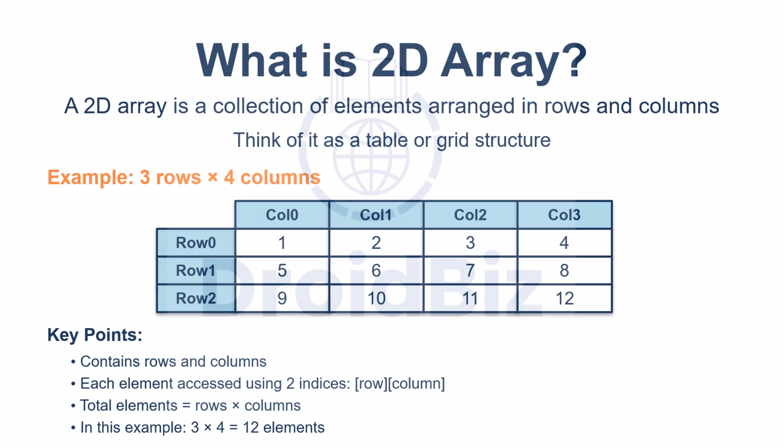Let's look at the key points. First, a 2D array contains rows and columns. Second, each element is accessed using 2 indices, row and column, written as row in brackets, column in brackets. Third, the total number of elements equals rows times columns. In this example, 3 times 4 equals 12 elements. This grid structure makes it easy to organize related data.